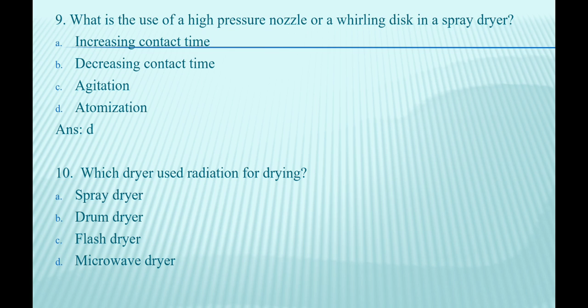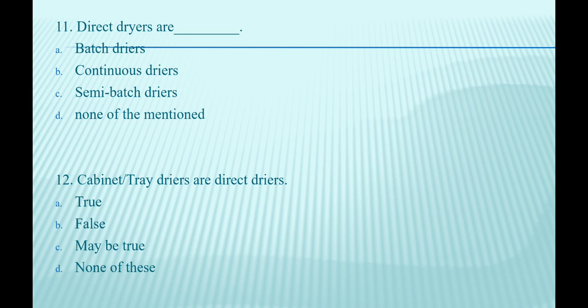Which dryer uses radiation for drying? Option A, spray dryer. B, drum dryer. C, flash dryer. D, microwave dryer. So the correct answer is D, that is microwave dryer.